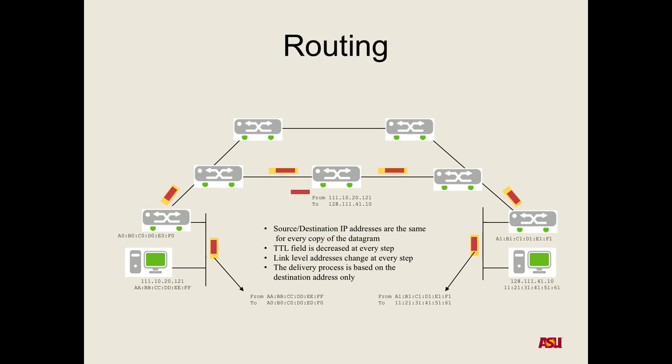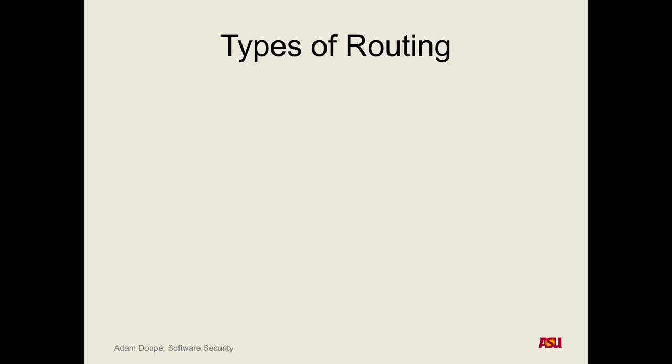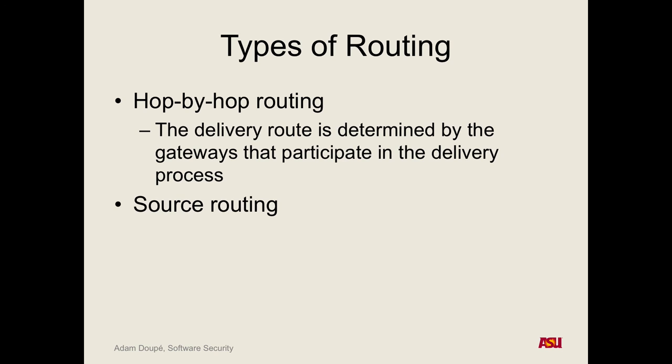You never see the other machine's MAC address unless they tell you explicitly in some other protocol, right? Cool. Okay. So, yes, there used to be multiple types of routing. I kind of alluded to this a little bit.